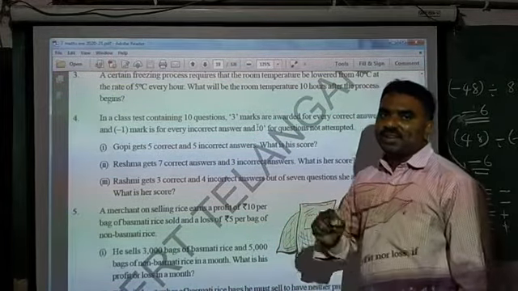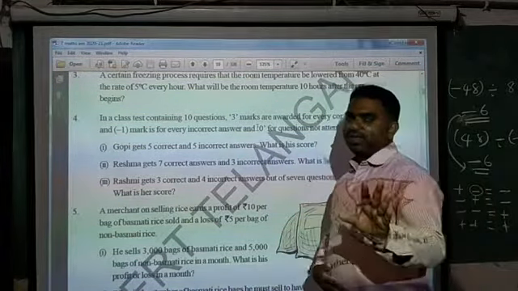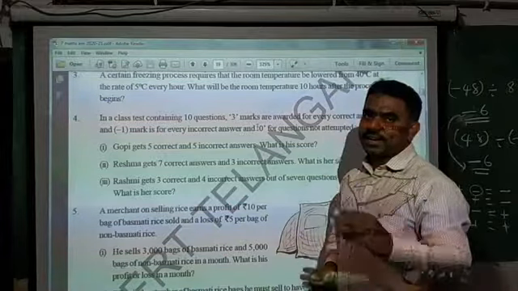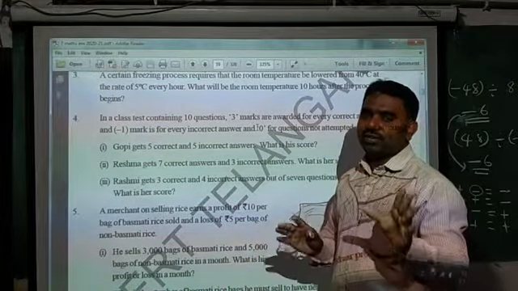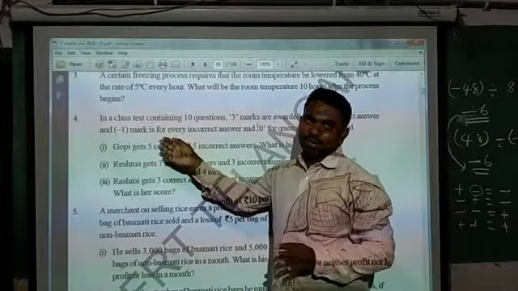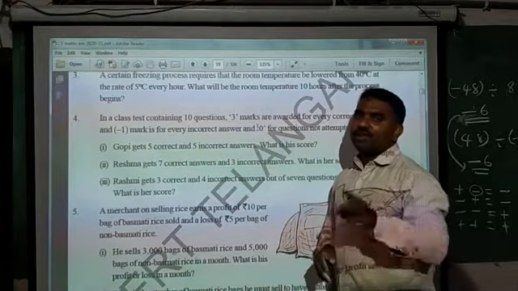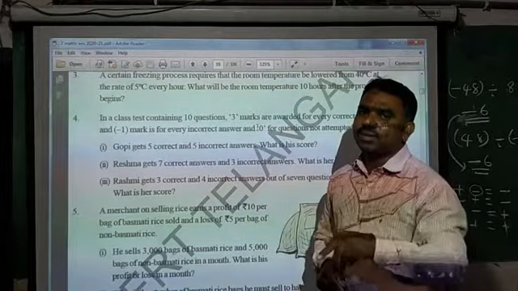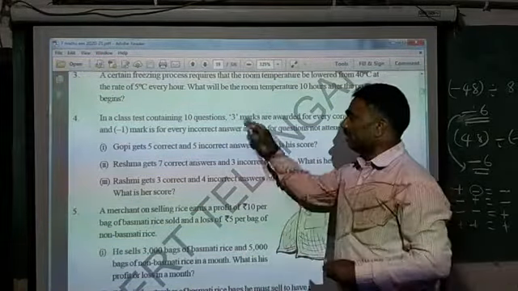If you write the correct answer, the teacher will give 3 marks. I think you understood. There is a test. The teacher conducted a test with a total of 10 questions. If you write the correct answer, the teacher will give 3 marks for every answer. If you write one correct answer, 3 marks. 2 correct answers, 2 3s are 6 marks. 3 correct answers, 3 3s are 9 marks, like that.